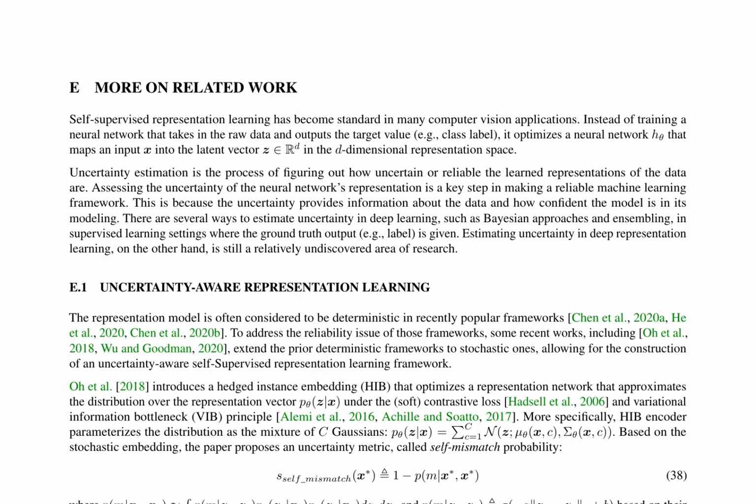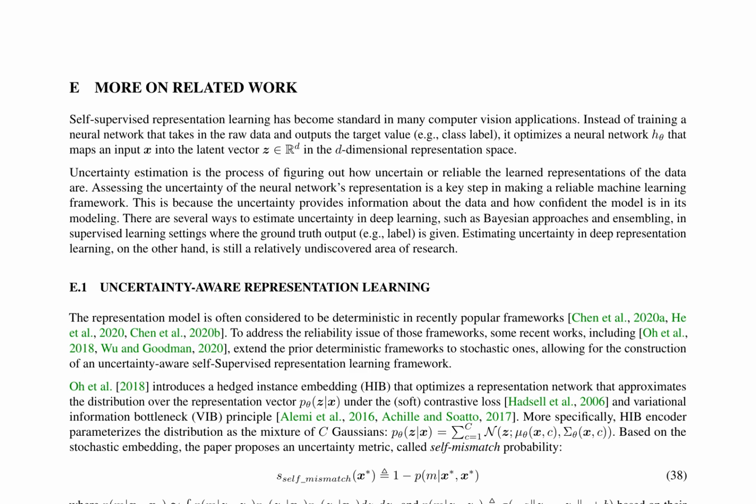In the realm of computer vision, self-supervised representation learning has emerged as a standard practice, involving the training of neural networks to map inputs into latent vectors in the representation space. However, estimating the uncertainty of these learned representations is crucial for creating a reliable machine learning framework. Uncertainty estimation in deep representation learning remains an underexplored area of research. Recently, studies have extended prior deterministic frameworks to stochastic ones, enabling the construction of uncertainty-aware self-supervised representation learning frameworks.